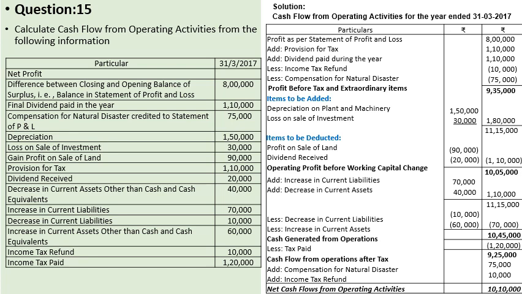So from there we write the compensation which we received earlier. We will add it, that is compensation for natural disaster, 75,000. The important part is here: whatever you deducted earlier will be added in the final part. The income tax refund and the compensation for natural disaster, both you subtracted in the net profit before tax and extraordinary item, will be added back over here. The same way the income tax refund is there. So finally we get the net cash flow from operating activities, 10,10,000. So that is the question.